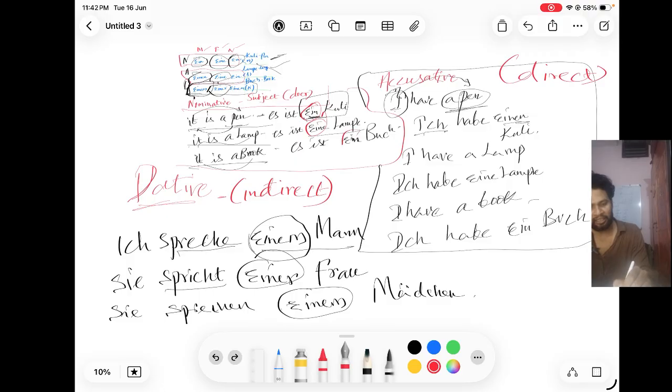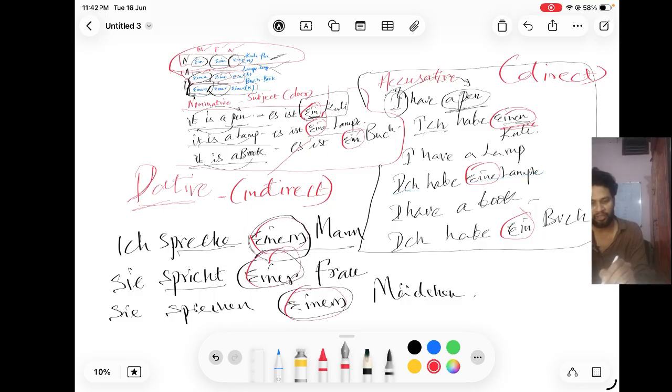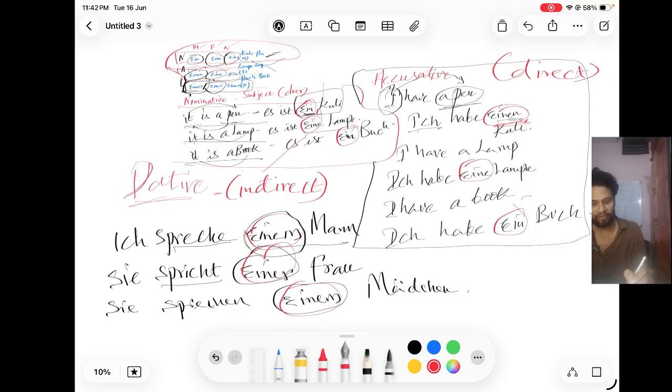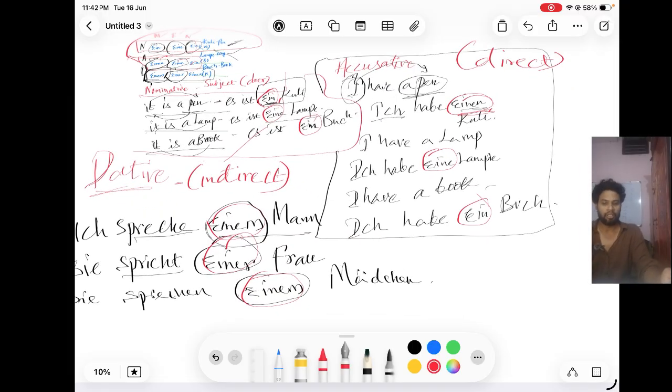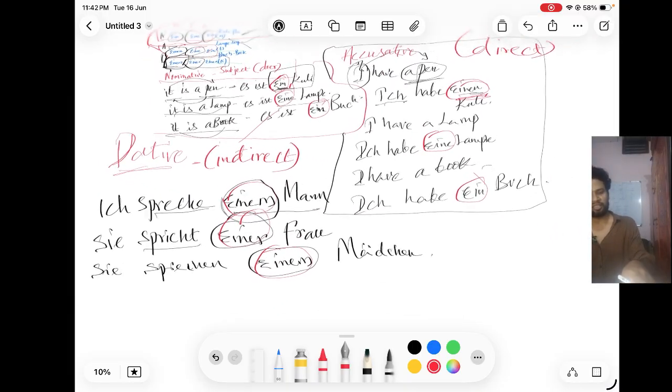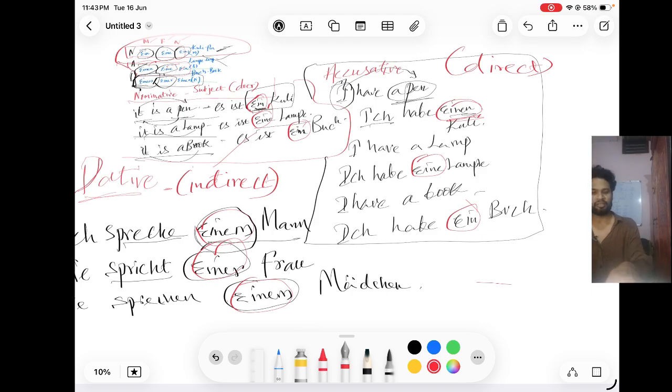eine is nominative. We've done einen, eine, ein, which is accusative. Okay, done with it. And einem, einer, einem. Whenever you are learning definite or indefinite articles, it works the same way. We will discuss the definite articles the same way. If you don't understand, please ask me in the comments.